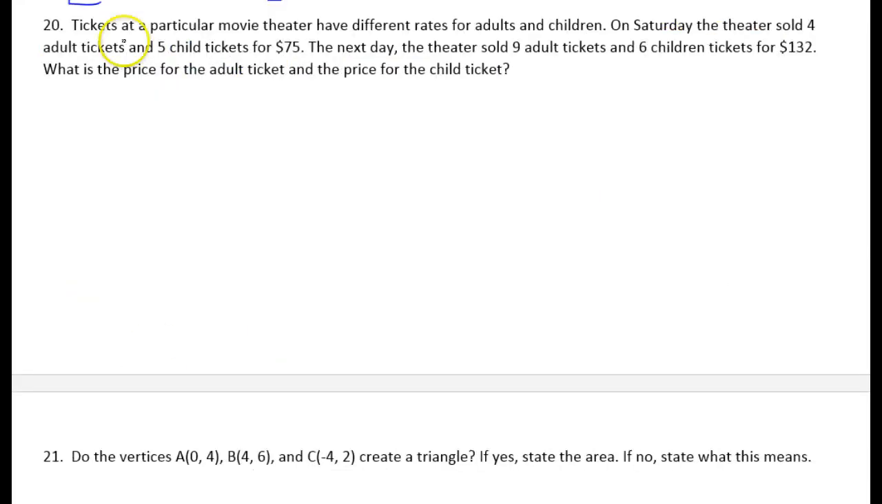Let's do one more problem. Tickets at a particular movie theater have different rates for adults and children. On Saturday, the theater sold 4 adult tickets and 5 child tickets for $75. The next day, the theater sold 9 adult tickets and 6 children tickets for $132. What's the price for an adult ticket and the price for a child ticket? Let's let X equal the price of adult ticket, and we'll let Y equal the price of a child ticket.